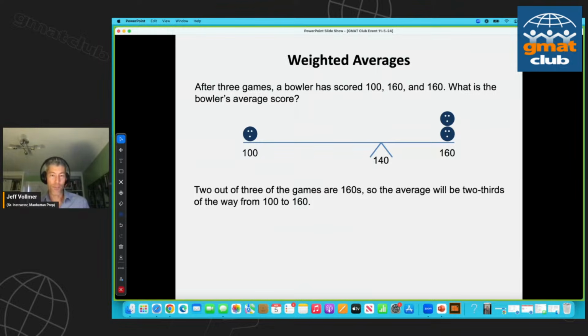You've bowled 3 games. 2 out of the 3 are 160. The other one's 100. And so because 2 of the 3 games are 160, the average will be 2/3 of the way from 100 to 160. Think of this on a number line. The distance between these 2 scores from 100 to 160 is 60. And 2/3 of that distance would be 40. And so we're going to put the average 2/3 of the way from 100 to 160.